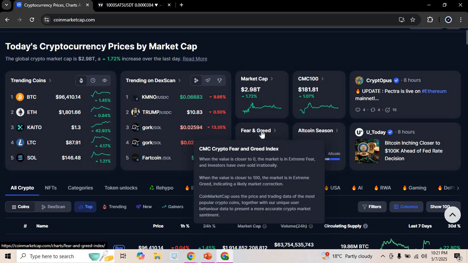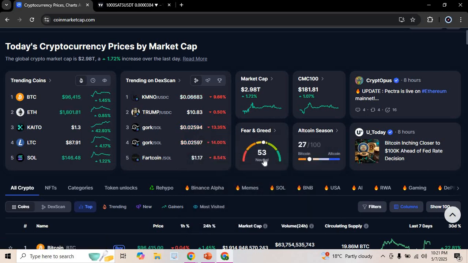But here's the key difference. The fear and greed index on CoinMarketCap is a summary of how the general market as a whole, the whole market, how people are feeling about the market. That's the purpose of the fear and greed index on CoinMarketCap.